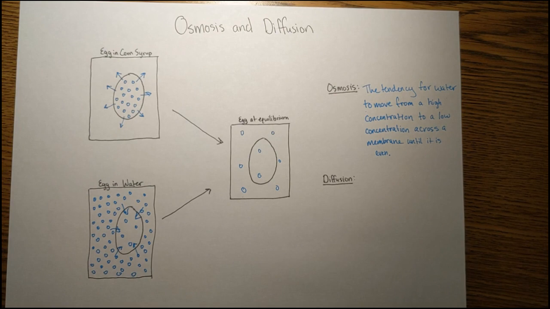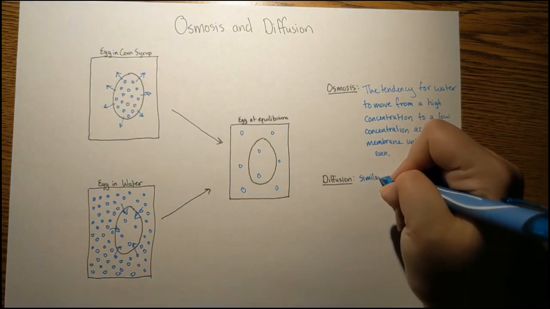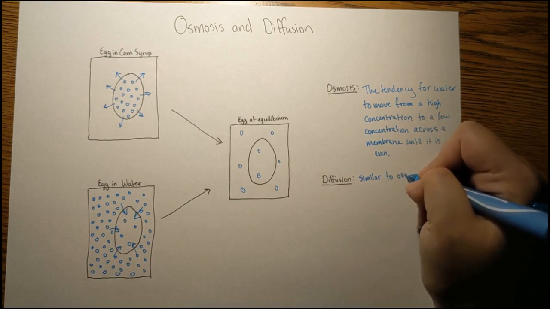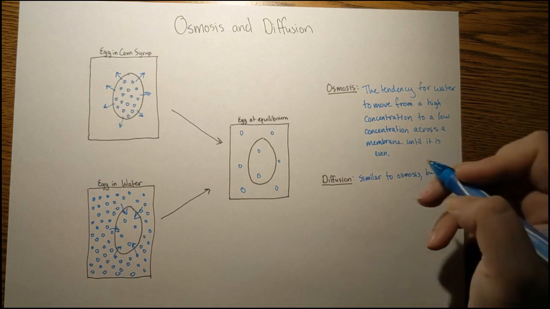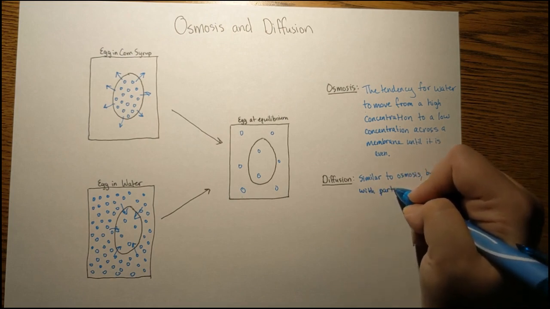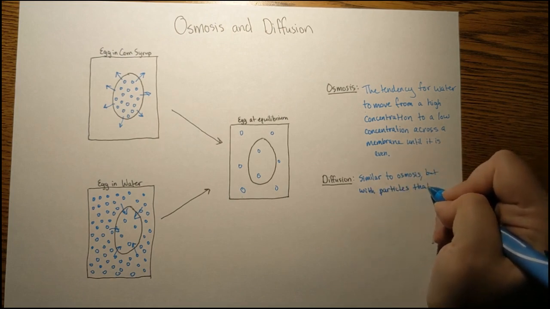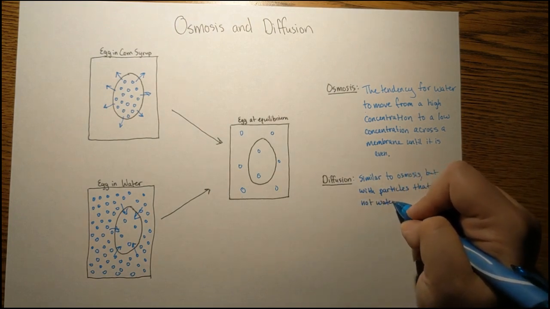Now, osmosis specifically talks about water and moving across a membrane, but this whole idea of high concentration to low concentration is not unique just to osmosis. There's also the concept of diffusion. So diffusion is similar to osmosis, but with particles that are not water, or crossing a membrane.